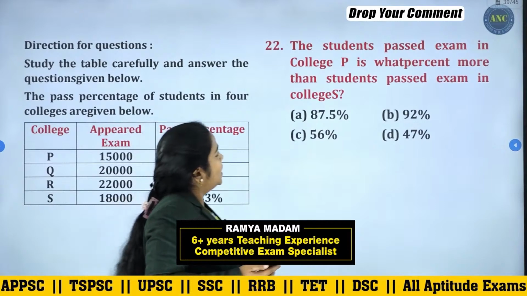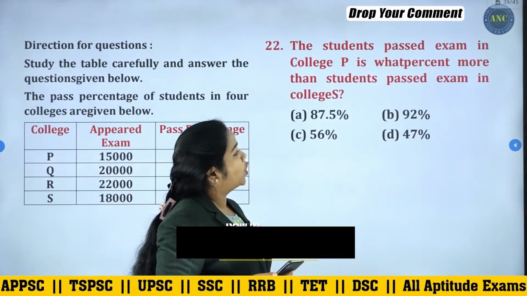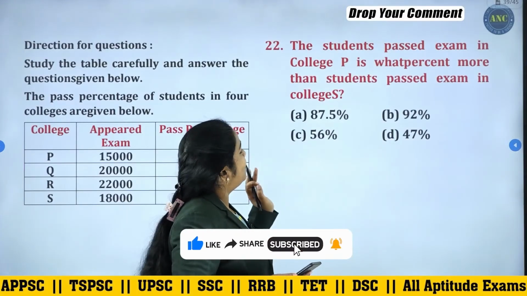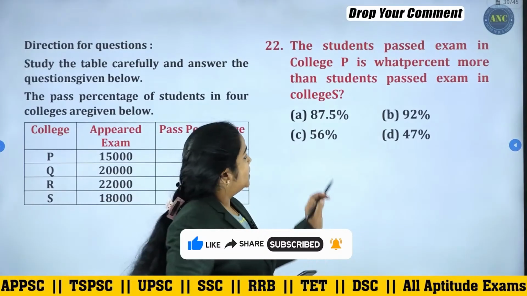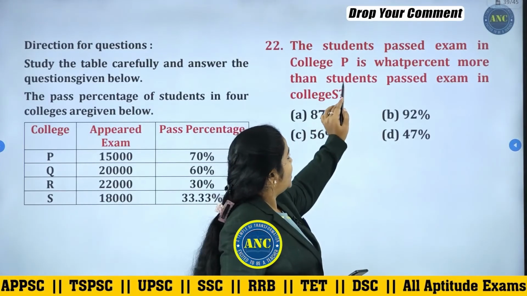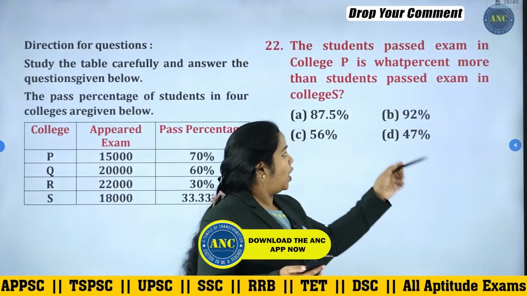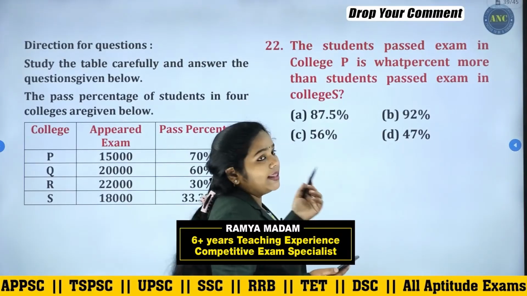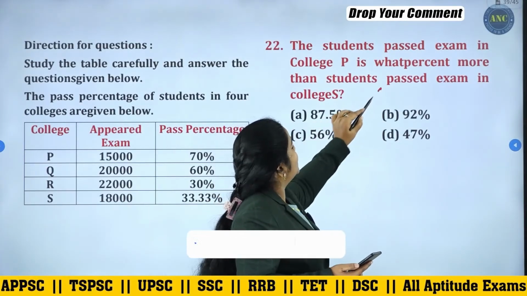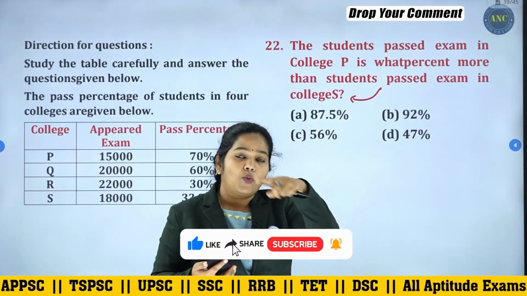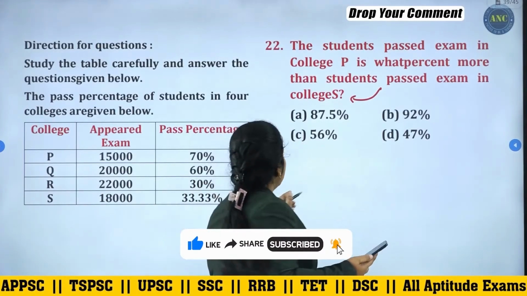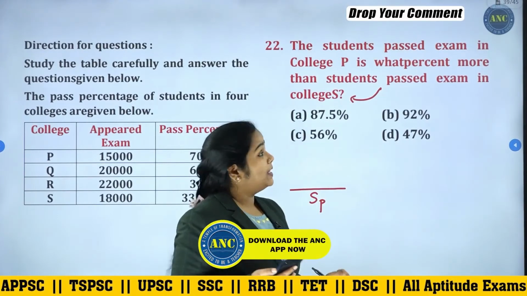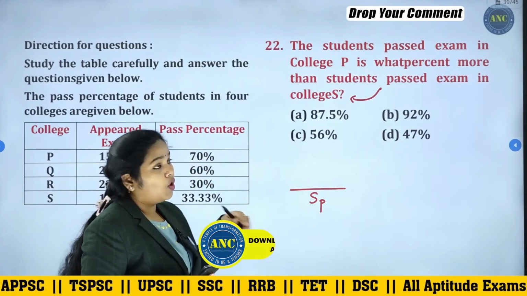Next question. The students passed exam in college P is what percent more than students passed exam in college S? So, "more than" they are asking. More than which college? After "than", whatever comes, that comes in the denominator. So, students passed in college S is in the denominator. And they are asking the difference, no?